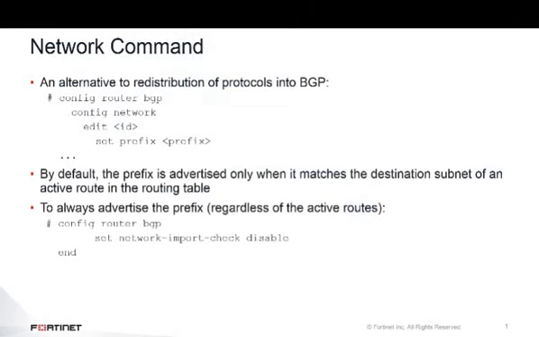You can also use the network command to configure FortiGate BGP to advertise prefixes. However, an exact match of the prefix in the network command must be active in the routing table. If the routing table doesn't contain an active route whose destination subnet matches the prefix, FortiGate doesn't advertise the prefix. You can change this behavior by disabling the Network Import Check setting. After you disable the setting, FortiGate advertises all prefixes in the BGP network table, regardless of the active routes present in the routing table.